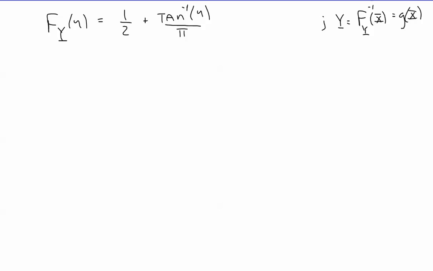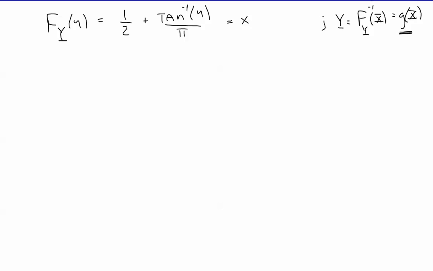I'm looking for a transformation function g, which will take a random variable that's uniform on 0 to 1 and create some new random variable y, which in this case happens to be Cauchy. So what I'm going to do is set my cumulative distribution function equal to x and then invert it and solve for x.